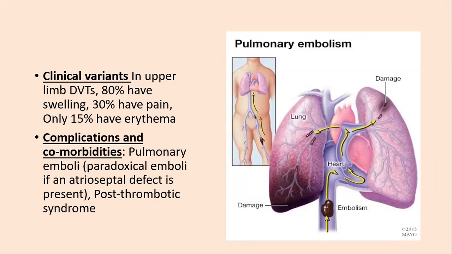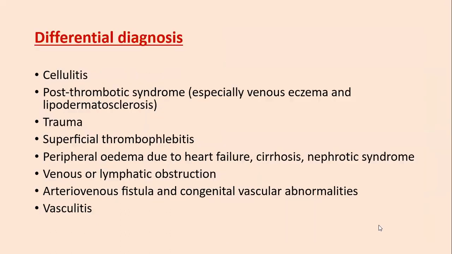Pulmonary embolism. The clinical variants of DVT: in upper limb DVT, 80% of the patients will have swelling and 30% will have pain, with very little chance of erythema. The main complication of DVT is pulmonary embolism. Paradoxical emboli can occur if an atrioseptal defect is present. Post-thrombotic syndrome is also associated. The thrombus is dislodged and enters the vein and the heart, and from the heart it enters the lungs, resulting in pulmonary emboli.